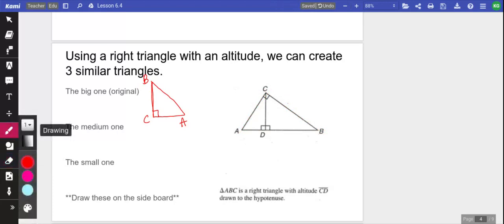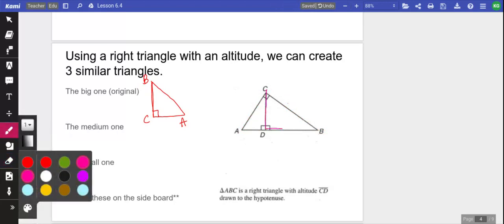Next, we have a medium triangle, which is right here. And we're going to do the same orientation because we're doing similar triangles. And so in this medium triangle, the right angle is D, and C to D is a shorter side, and D to B is the taller side.